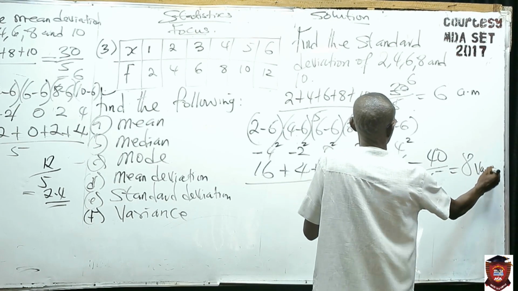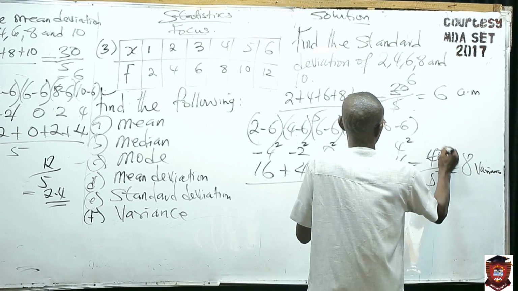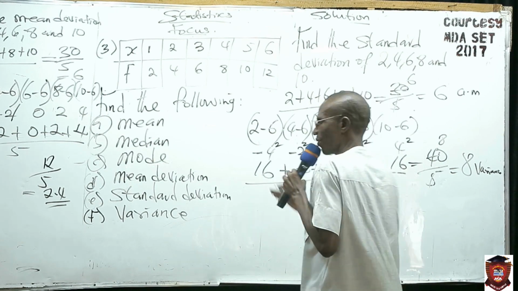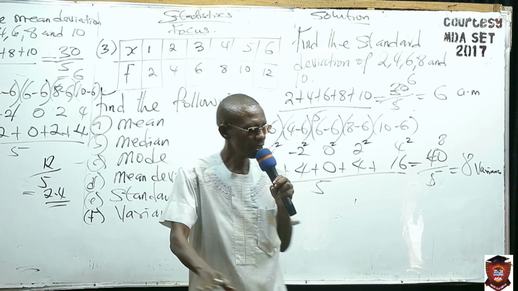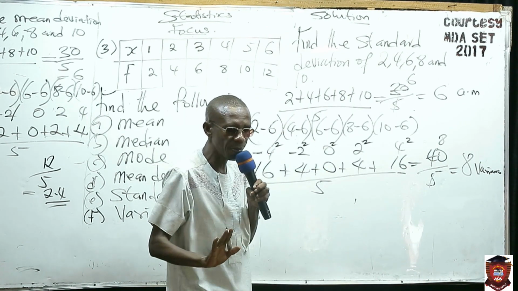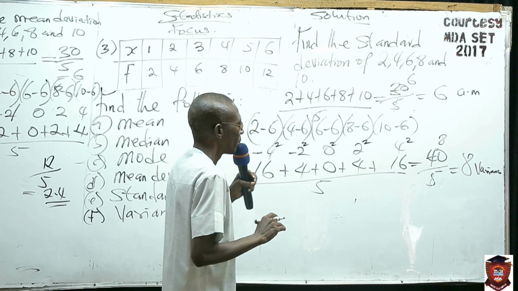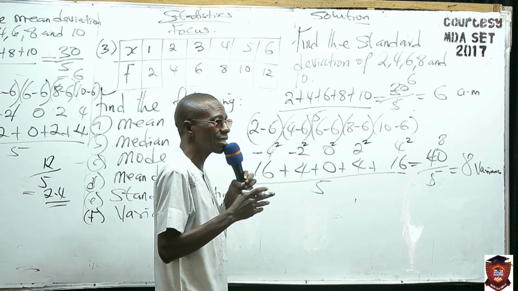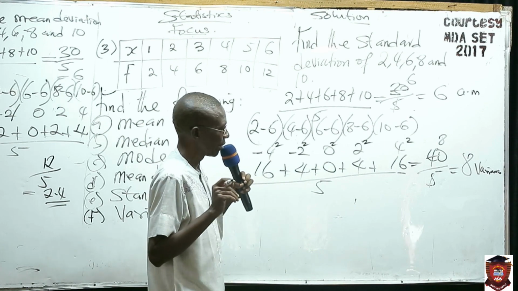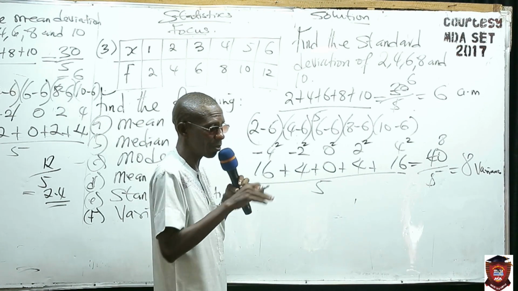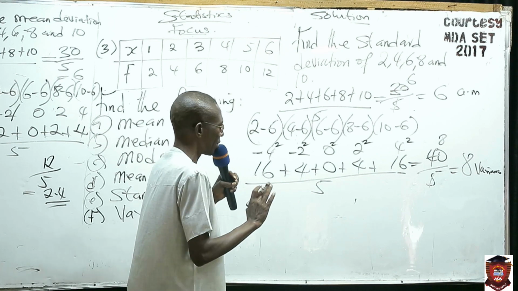This 8, we call it variance. If you are asked to find variance, the moment you reach here, you stop. That is your answer. Are you hearing what I'm saying? There is an aspect of variance they can ask you in the exam, but I'm going to touch all of them before I do that one.